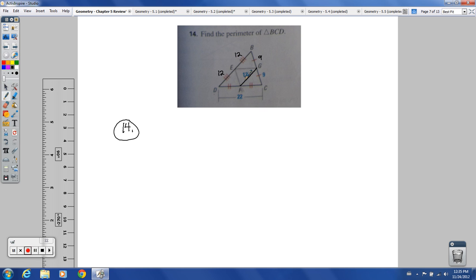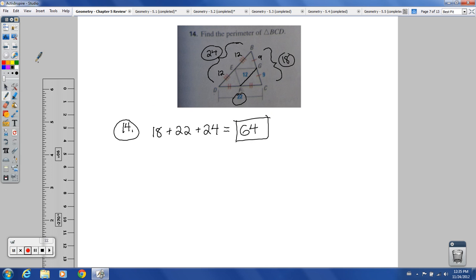We apply that to this problem here, and we get 12 for this one, and this one making the whole thing 24. So this side from here to here is going to be 18, and this side from B to D is going to be 24. So we're going to use these three numbers, 22, 18, and 24, and just add those all together. So 18 plus 22 plus 24. 18 plus 22 is 40. 40 plus 24 is 64. No units given. So that is my final answer.